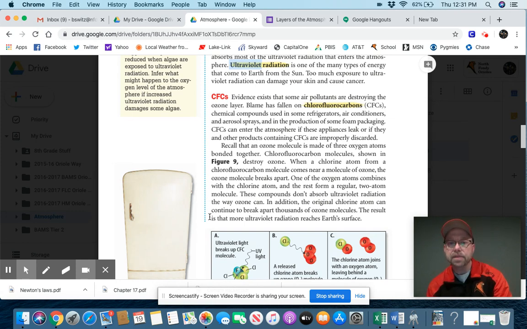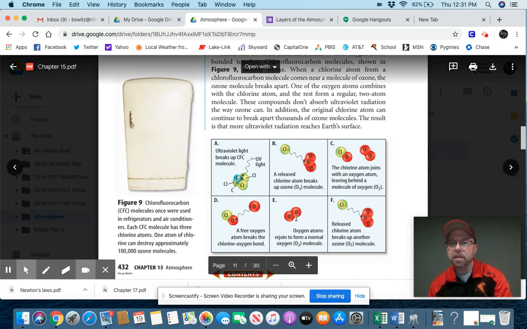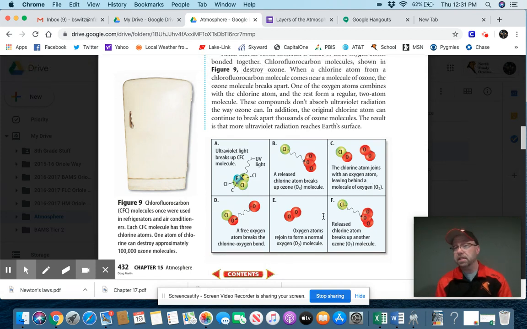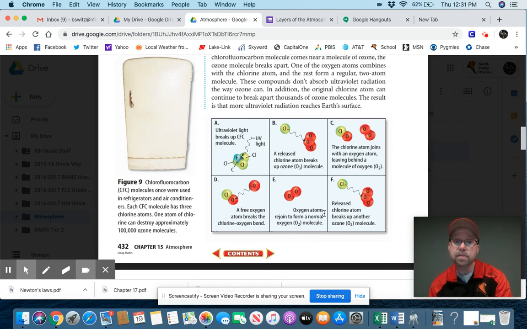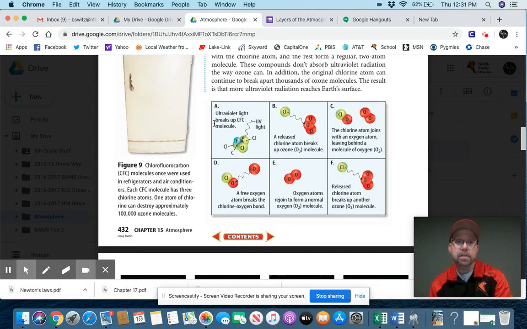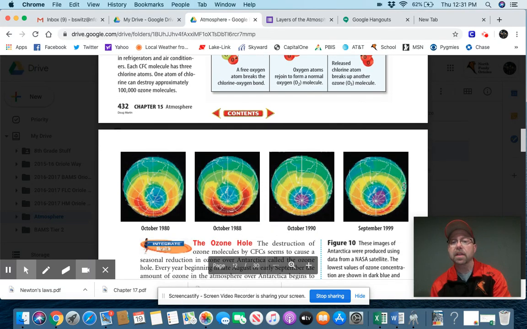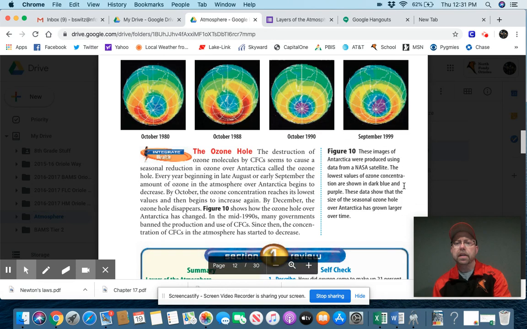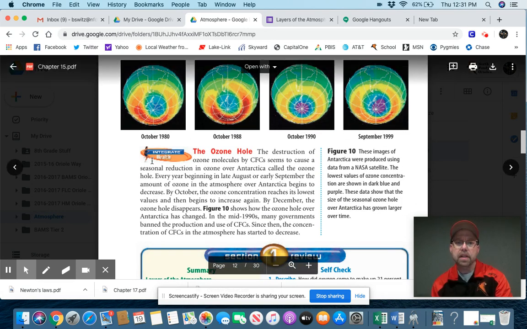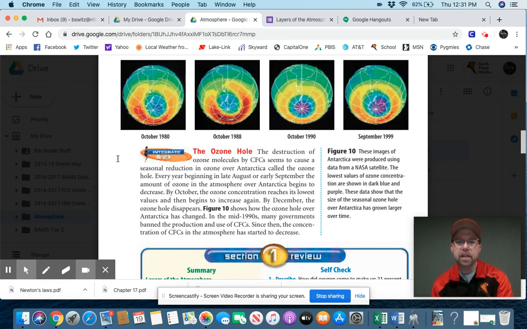And CFCs, it goes on this six-part process here, but basically the CFCs destroy ozone, and they destroy a lot of ozone. One CFC molecule can destroy thousands of ozone molecules. So once we figured that out, we also stopped using them in refrigerators and aerosol cans, those kinds of things. And we figured out that that is helping the ozone layer to heal.